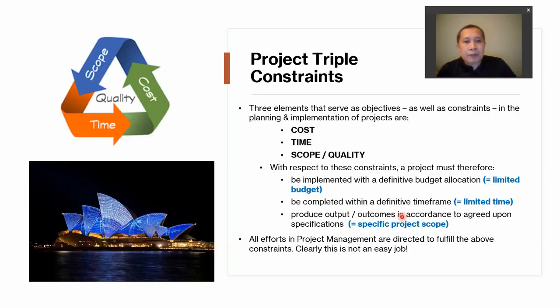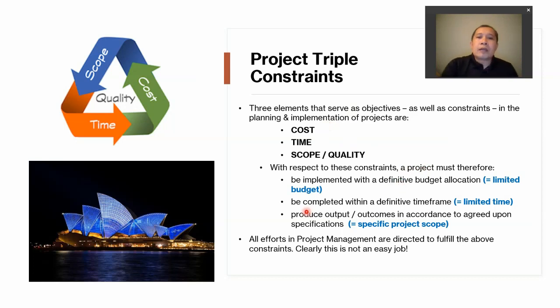Now, this is the last slide for our current segment: project triple constraints. There are always these three aspects involved in a project, three elements that serve as objectives as well as constraints in the planning and implementation of any project. Those three aspects are cost, time, and scope or quality. With respect to these constraints, a project must be implemented with a definitive budget allocation. In other words, a project will always have a limited budget.